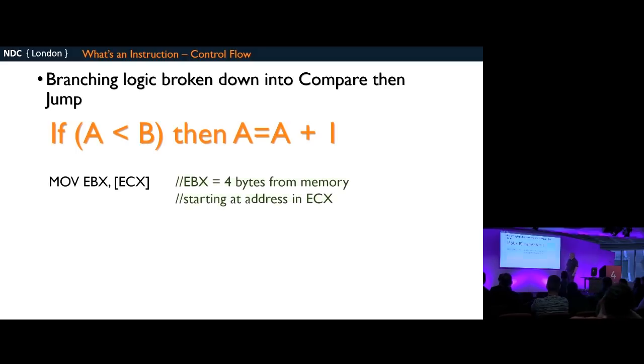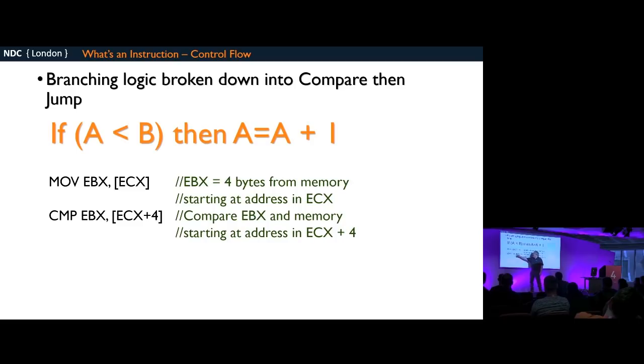The way it works is, well, first off, you basically have to do a compare. So you do a compare, and then we're going to jump based on the results of the compare. So our initial compare is going to be, I need to compare A and B. And again, I can't do operations between two memory addresses. So the first thing I have to do is copy A into a scratch pad so I can work with it. Then I can compare the scratch pad to B.